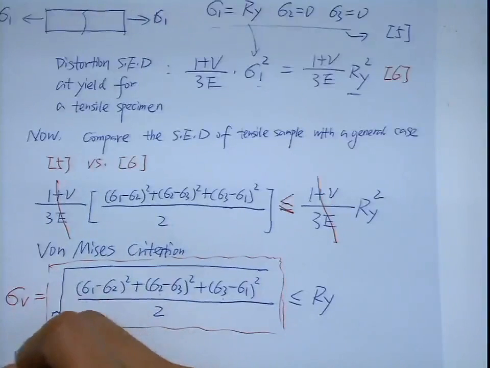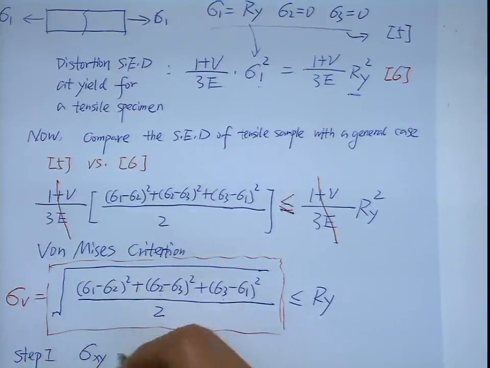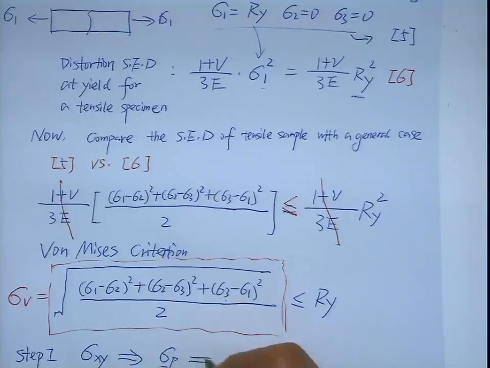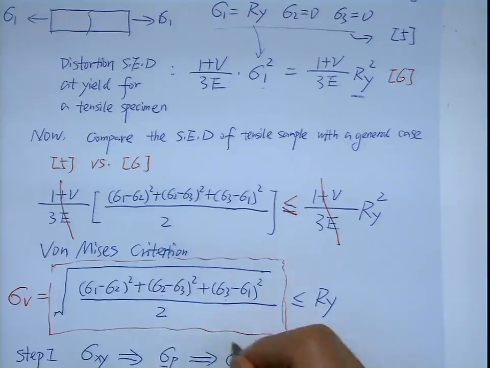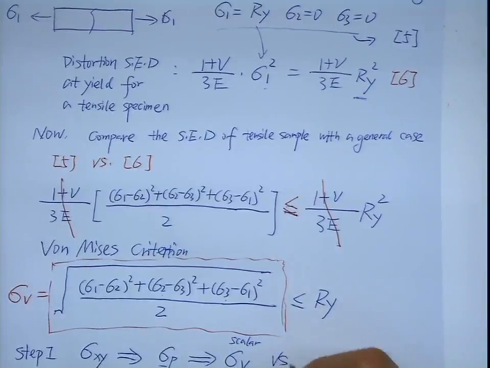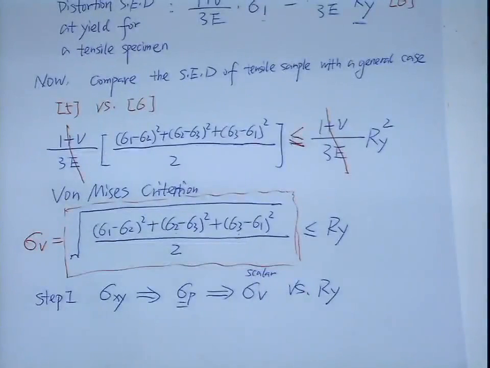Quite simple, right? So step 1, change that to principal stress. And now put that principal stress in to get you a scalar value of Von Mises stress and compare that with your yield strength. So that's how you approach this kind of thing.